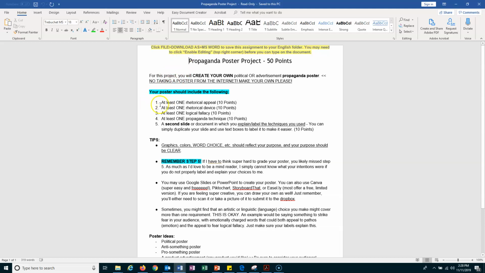Okay, so the first thing that you want to make sure that you have in the project is a rhetorical appeal. So remember, that's ethos, pathos, or logos. You need to make sure there is some type of rhetorical appeal in your propaganda poster. The second thing is a rhetorical device. So remember, that's like anaphora, repetition, metaphor, simile, personification, any of those things, right? Those are all rhetorical devices. So you have to have at least one rhetorical device.